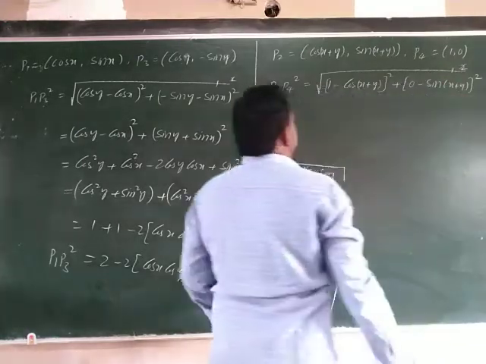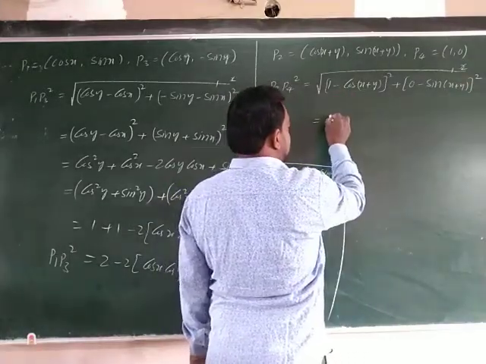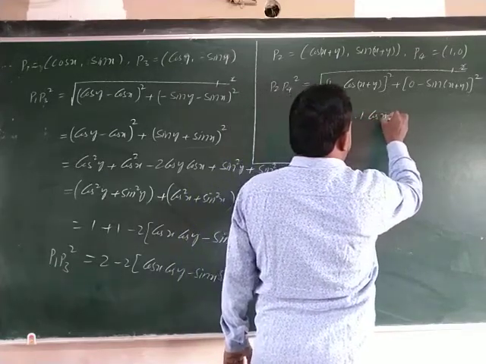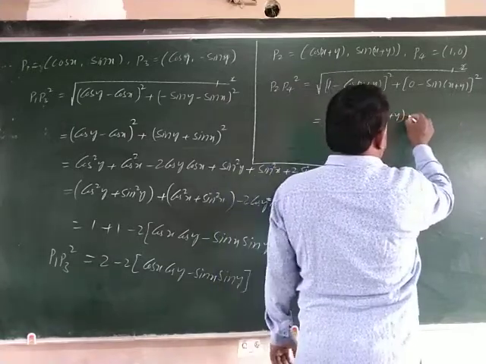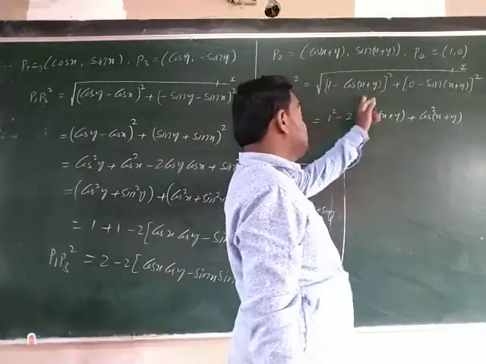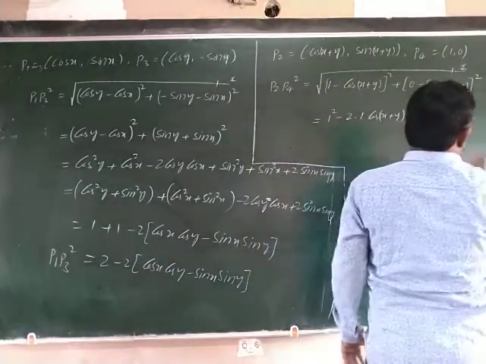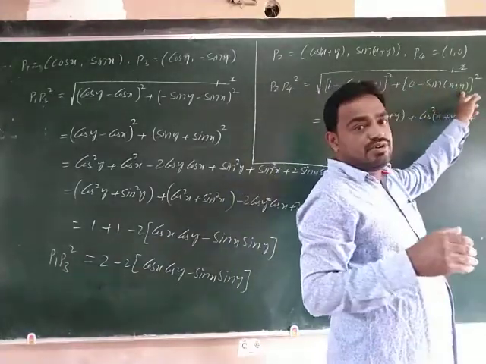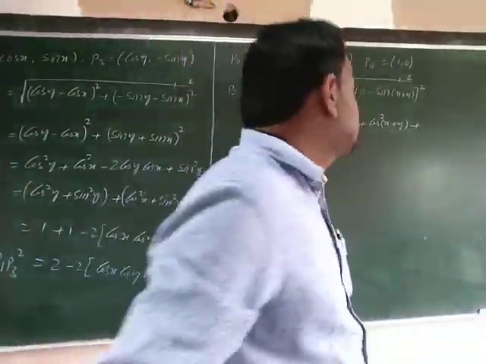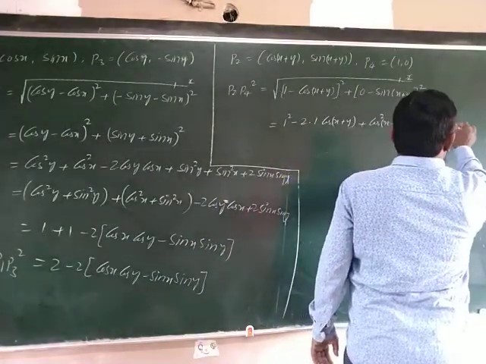Here the square root gets cancelled. So it is in the form of a minus b whole square. So a minus b whole square equals a square, 1 square, minus 2ab, 2 into 1 into cos of x plus y, plus b square, so cos square x plus y. Plus 0 minus sin of x plus y, which is minus sin of x plus y. So minus sin of x plus y whole square equals sin square of x plus y.